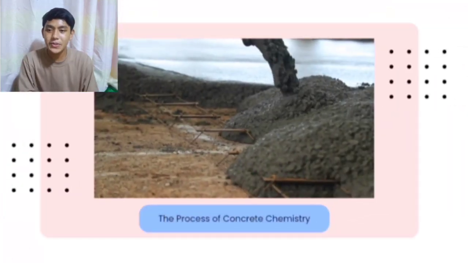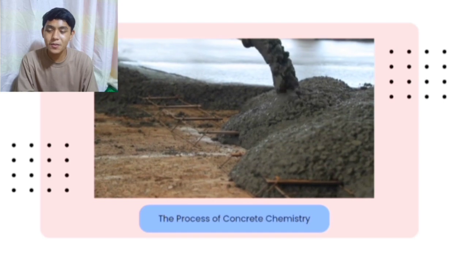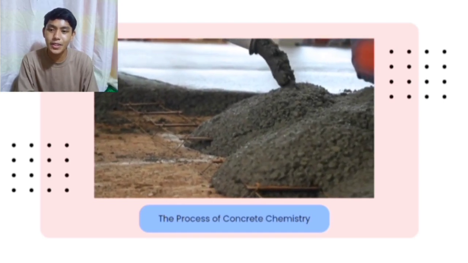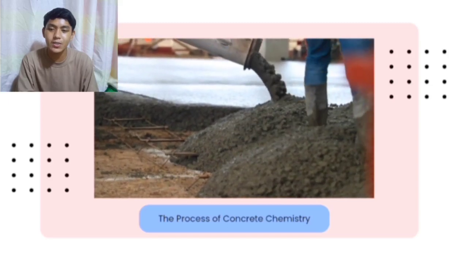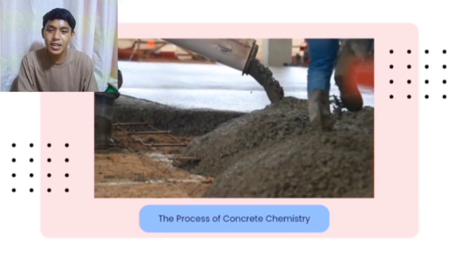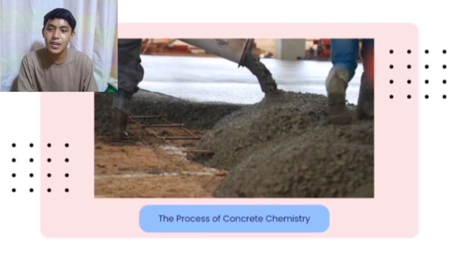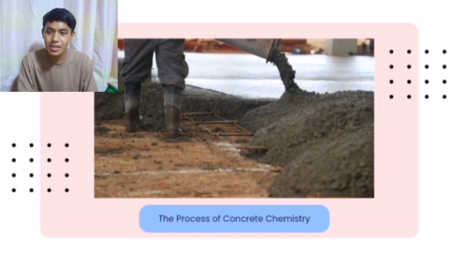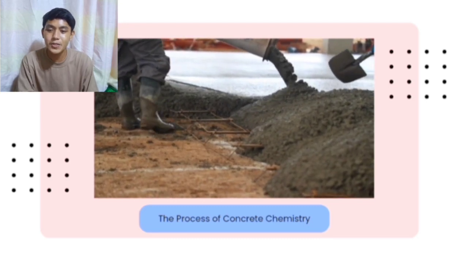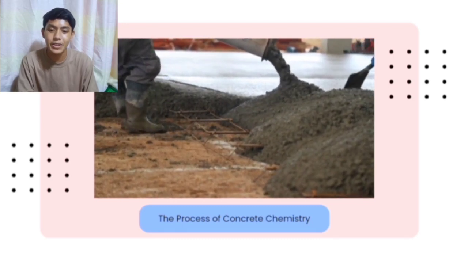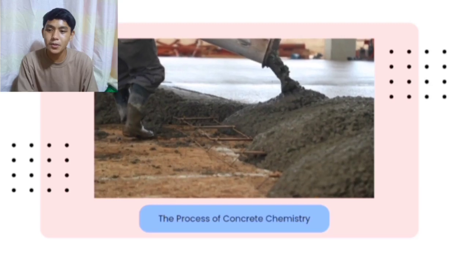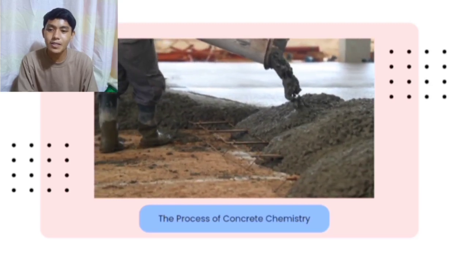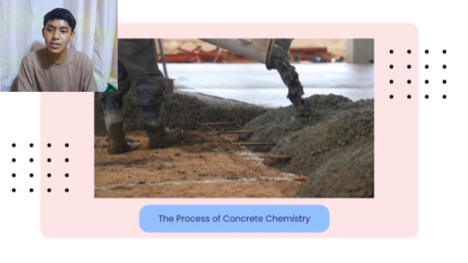The process of concrete chemistry. The process of concrete chemistry involves chemical reactions that occur between the various components of concrete during the curing process. These reactions are responsible for the formation of the hardened matrix that gives concrete its strength and durability. Cement is made by heating a mixture of limestone and clay to very high temperatures, which produces a powder known as clinker. When water is added to cement, a complex series of chemical reactions called hydration occurs.